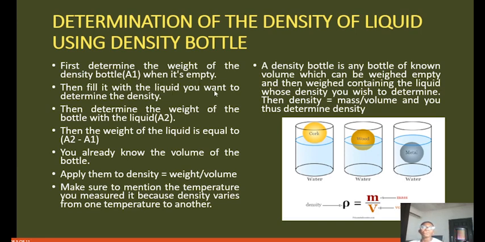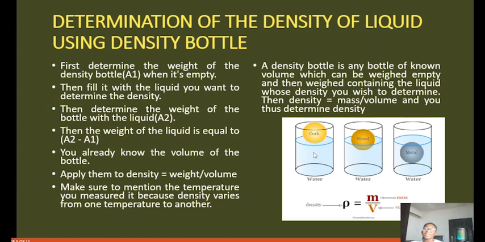Then fill it with the liquid you want to determine its density. After doing that, determine the weight of the bottle with the liquid. The first thing you will do is have an empty density bottle, just as this is our density bottle, empty, and measure the weight. Why? Because we want to determine the density of the water inside. Knowing the weight of the density bottle and the weight of the density bottle with water will tell us the weight of the water alone.